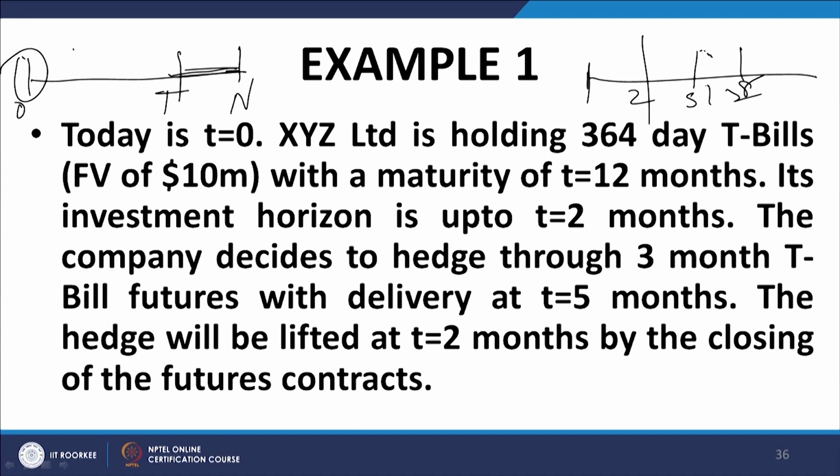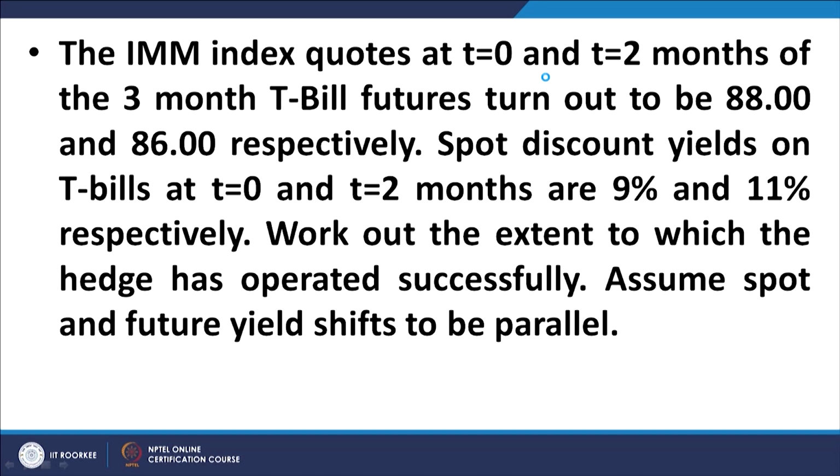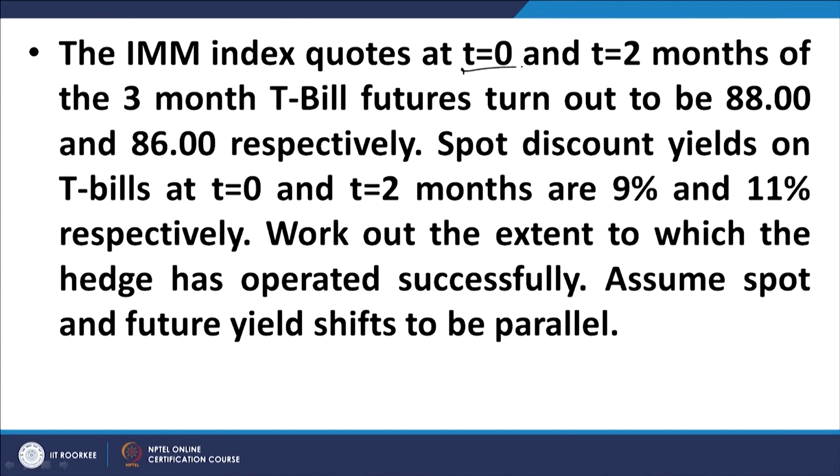The hedge will be lifted at t equal to 2 months by closing of the futures contract. So, at this point you are going to lift the hedge at t equal to 2 months. The T-bills were to be delivered at this point, but you have closed out the hedge. The IMM index quotes at t equal to 0 and t equal to 2 are what is relevant for us, because we opened our position at t equal to 0, and closed out our position at t equal to 2.